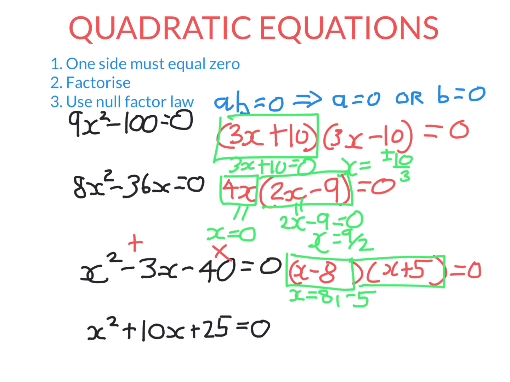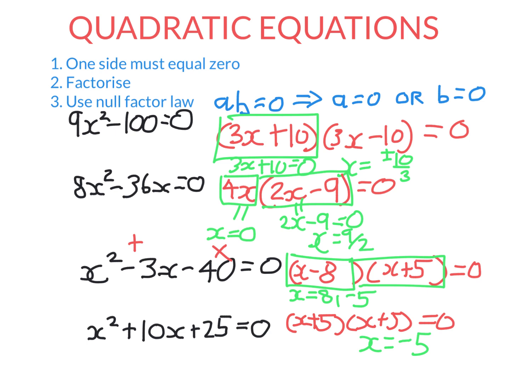All right, let's look at this one here, another trinomial. So one side equals 0, so now we can go to step 2 and factorize. So the two numbers that multiply to 25 and add to 10 are both 5. So if x plus 5 times x plus 5 equals 0, then there's only one possibility, x equals negative 5. Using the null factor law, either this or this equals 0, both of them give the solution x is negative 5. So when you're solving quadratic equations, often you will have two solutions. Sometimes you have one solution. It's also possible you have no solutions. But for the ones we're looking at, you'll either have two solutions or rarely you will have one solution.